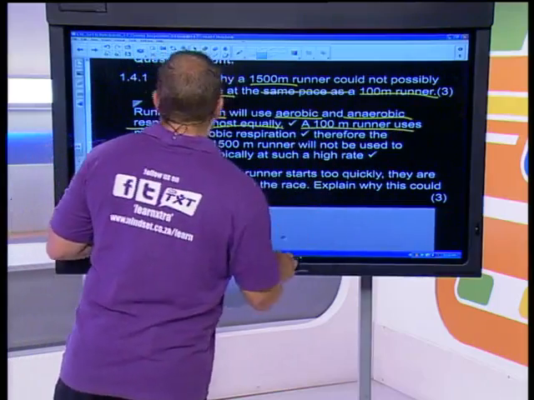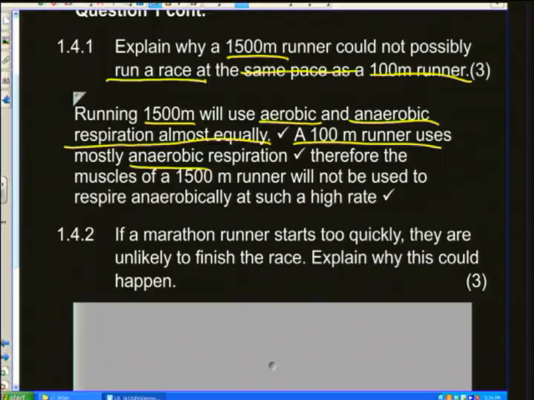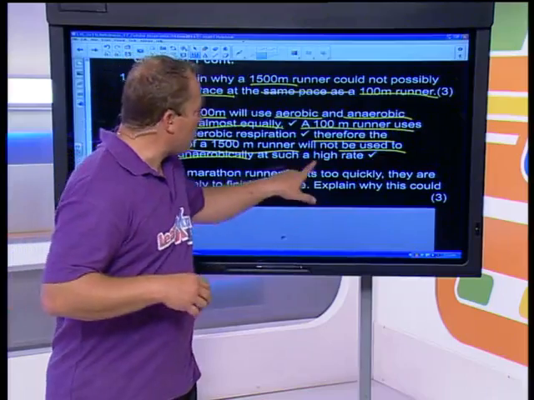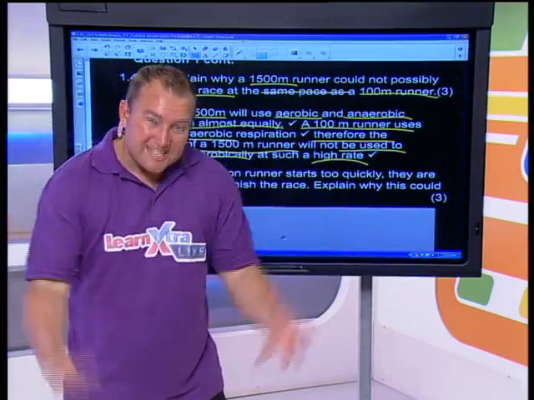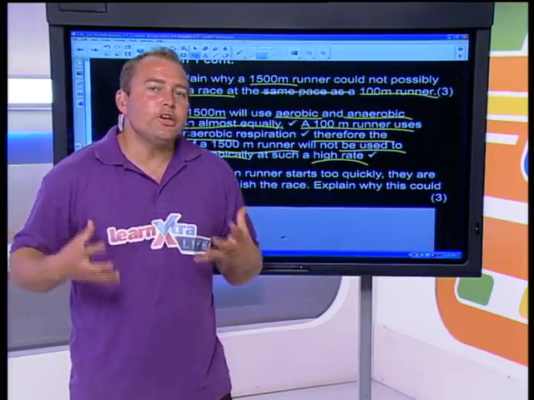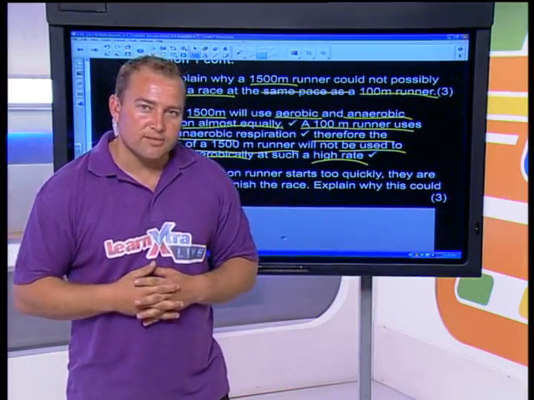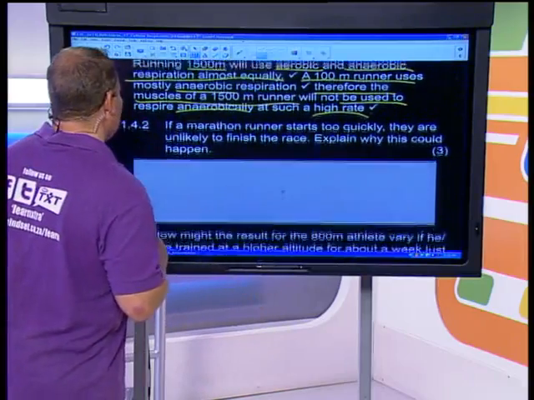Okay, so first of all, they use it almost immediately. A 100-meter runner uses anaerobic respiration only, and therefore the muscles of the 1,500-meter runner will not be able to use anaerobic respiration at that high rate. He will not be able to make 38 ATP or that amount of ATP to sustain him running that 1,500 meters. Right? Very important. You can only do so much work with anaerobic respiration. You can do a lot more with aerobic respiration. So oxygen is very, very important to us. Right. Okay. Let's have a look at the next one.